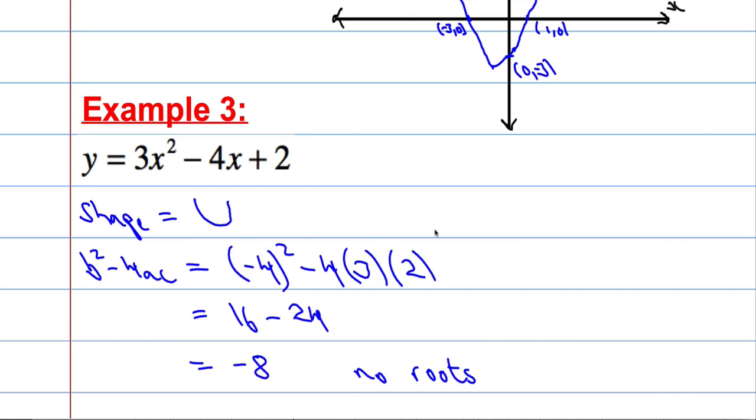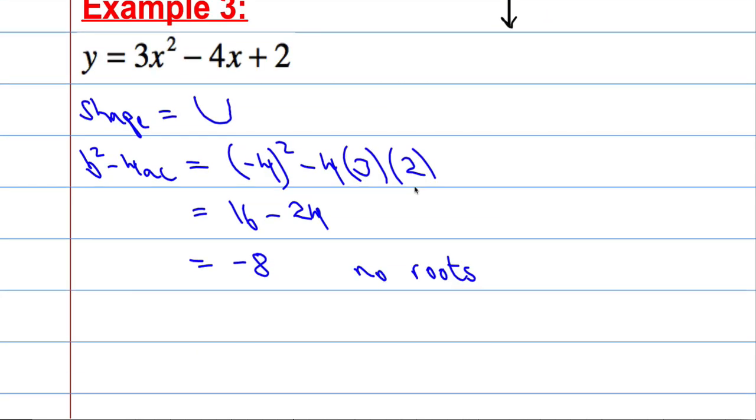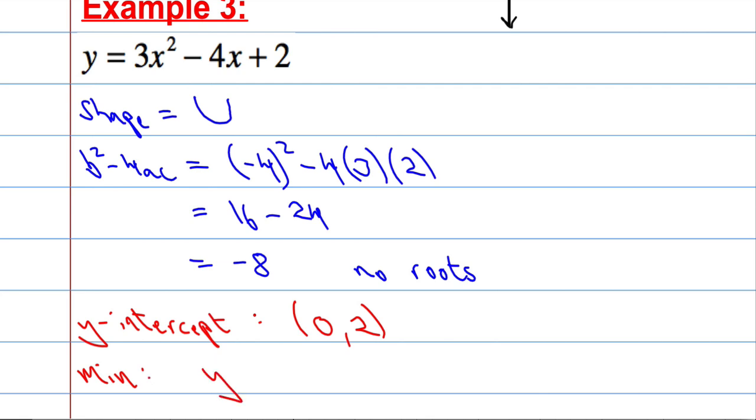What else do we need to get? We need to get an intercept. Let's get the y-intercept. We get that by letting x equal 0, so that becomes 0, and all of that becomes 0. So we get 0 and 2. There's not going to be any x-intercept because there's no roots. So let's get the minimum from completing the square.